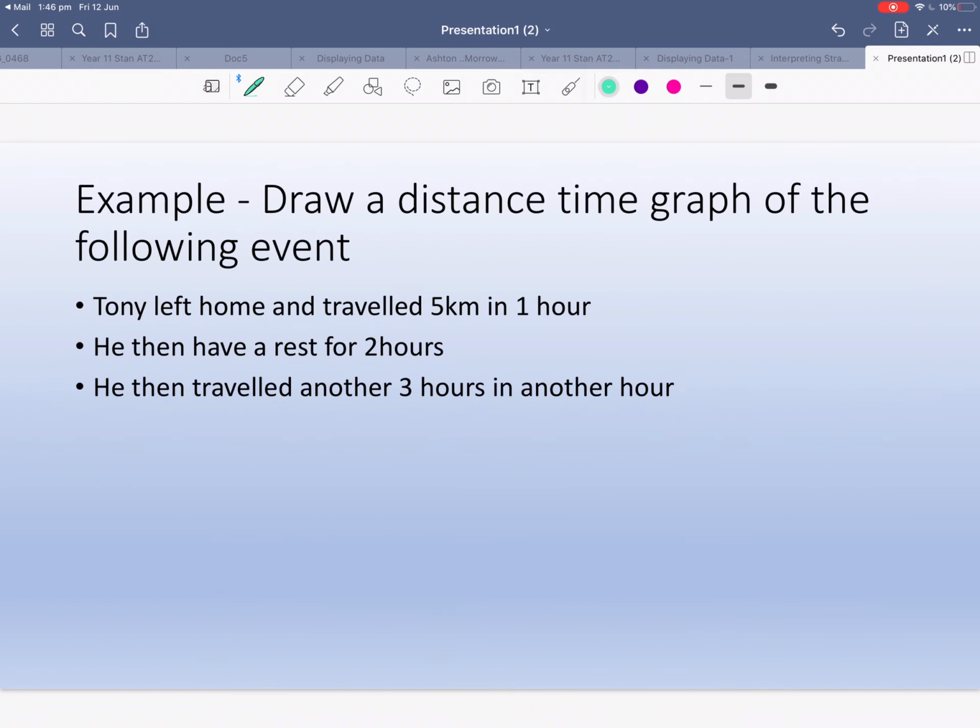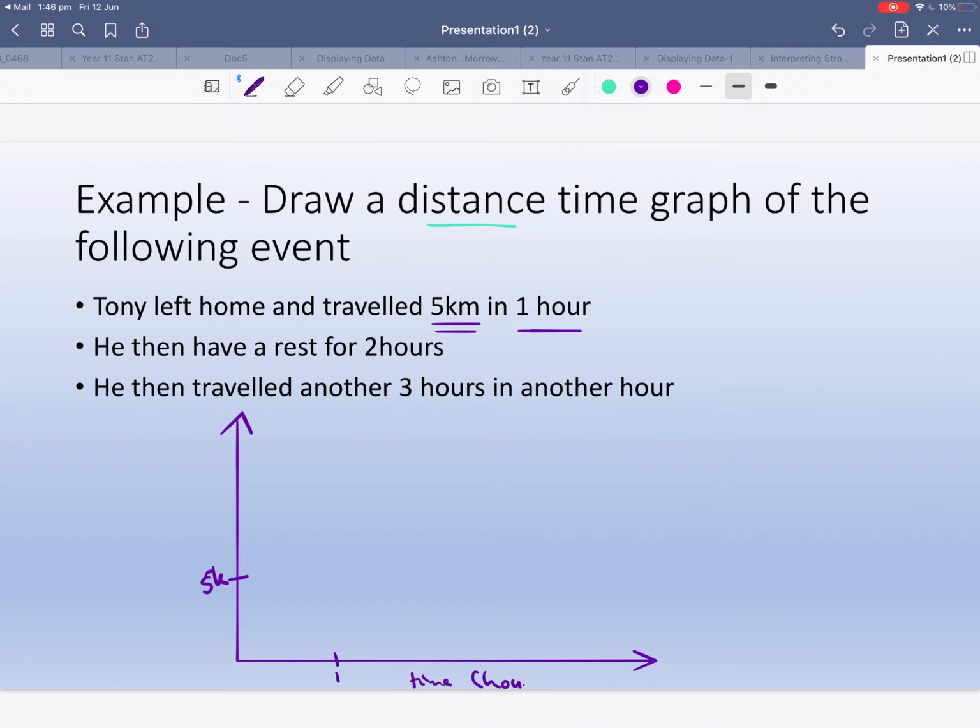And it says draw a distance time graph of the following event. So with a distance time graph, I'm going to use a different color because that's not working. So with a distance time graph, we've got to have the time at the bottom and the distance at the top. So let's look at this. It says Tony left home and traveled 5 kilometers in 1 hour. So what I'm going to do is I'm going to put 5 kilometers here and I'll put 1 hour here. So I'll put time in hours.